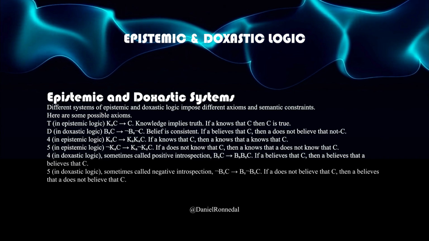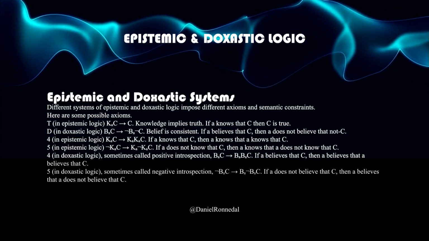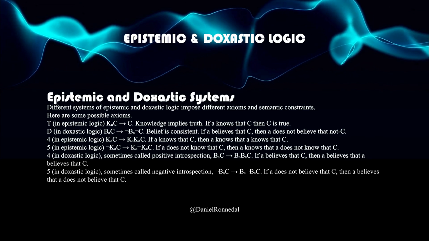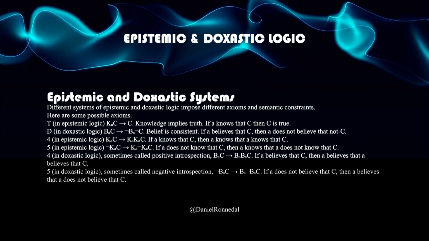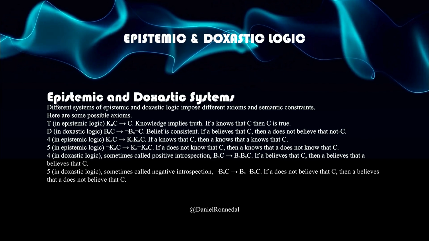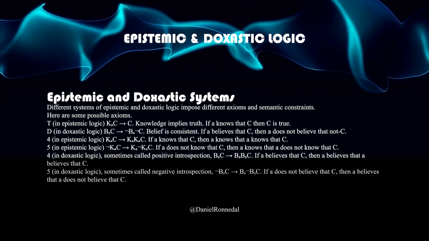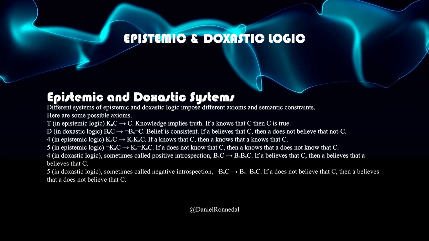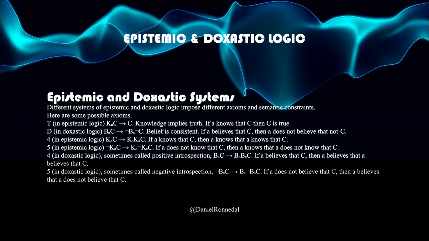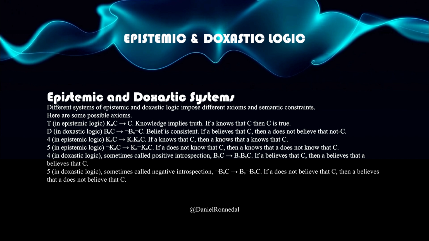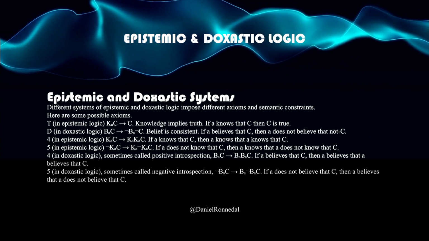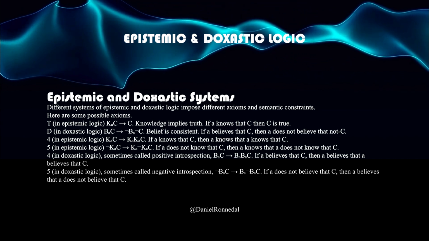4 in doxastic logic, sometimes called positive introspection: B_A C implies B_A B_A C. If A believes that C, then A believes that A believes that C. 5 in doxastic logic, sometimes called negative introspection: not B_A C implies B_A not B_A C. If A does not believe that C, then A believes that A does not believe that C.